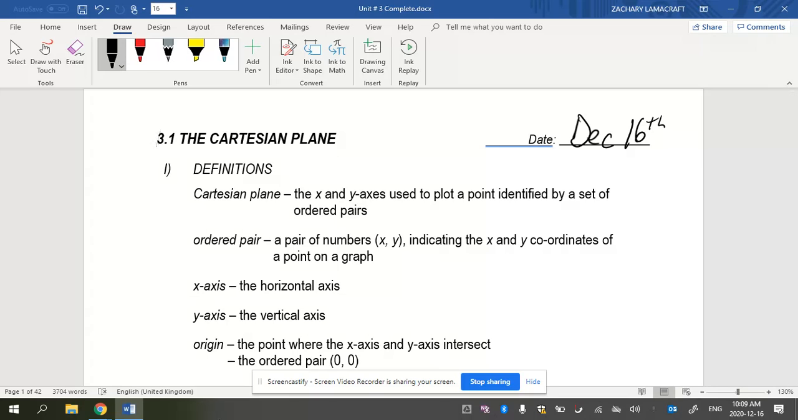So we're learning about the Cartesian plane. This unit, if you see here, is called linear relations, all right? And we're going to get into dealing with a bunch of different things. But here's some key definitions that you're definitely going to need to look at over the next little while, and they're pretty important. So the Cartesian plane that you will see right here is the x and y axis used to plot a point identified by a set of ordered pairs, okay? If you're not sure what ordered pairs are right now, we will be going over all this stuff, so don't worry too much.